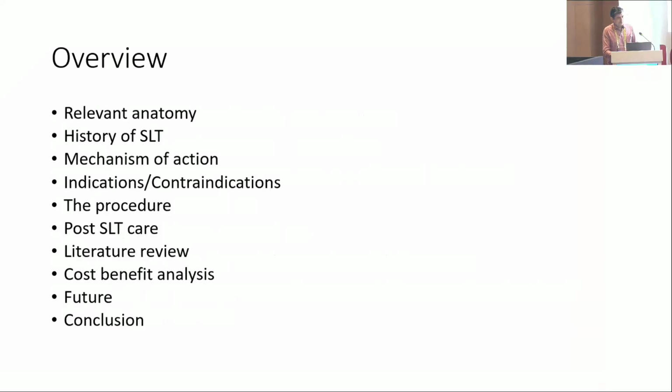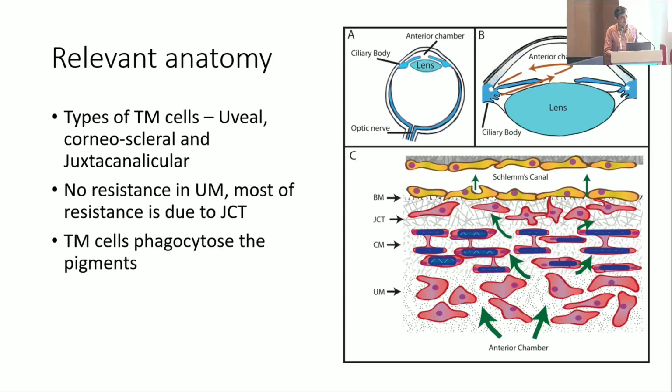This is how we'll be moving in our talk, starting from the anatomy, history, mechanism of action, the procedure, the care, literature, cost-benefit analysis, future of the SLT, and finally we'll conclude. The relevant anatomy is the trabecular meshwork. There are 3 types of trabecular meshwork cells: uveal, corneoscleral, and juxtacanalicular. Most of the resistance to aqueous humor outflow occurs at the level of the juxtacanalicular meshwork.